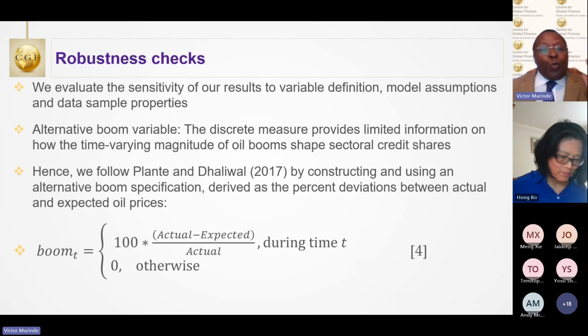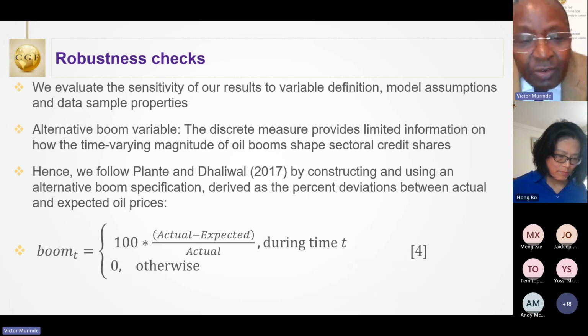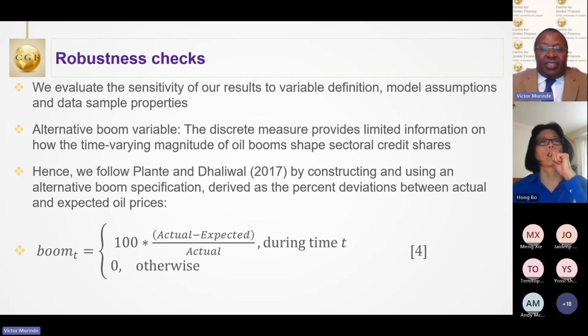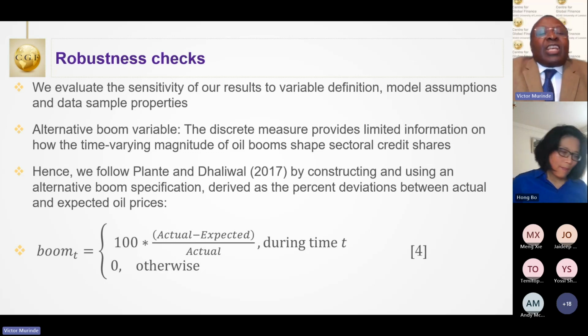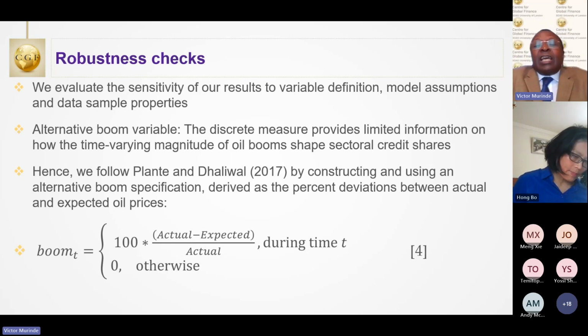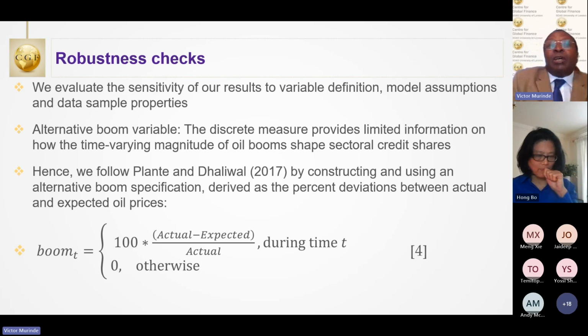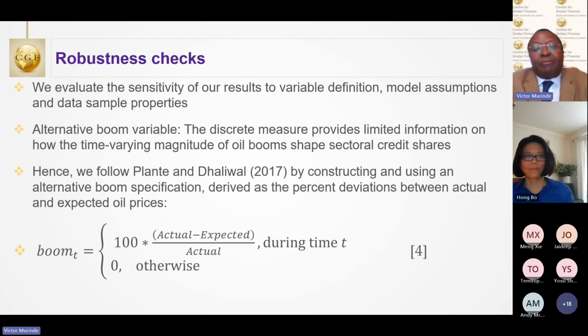We also go one extra mile and undertake robustness checks. Suppose it is argued, for the sake of argument, that our results are just by chance, or that our results merely seem to support the oil boom impact on the tradable sector. We undertake three main checks: on variable definition, on model assumptions, and on the data sample.